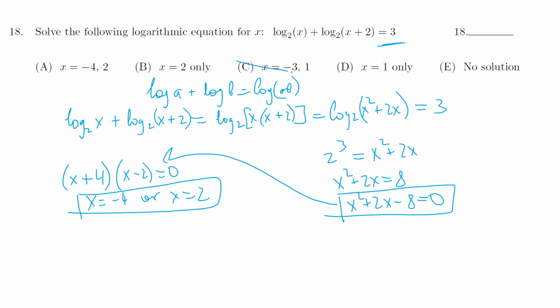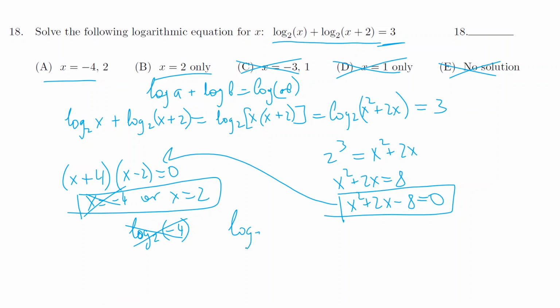Now, c is out, d is out, e is potentially out. So it's either a or b. Lots of you guys will just pick a, and that's not right. You have to plug in negative 4 and 2 back into the original function because stuff under the logarithm has to be strictly greater than 0. So if you plug in negative 4, you'll get log with the base of 2 of negative 4. And right here you can reject the negative 4. Now what about 2? Log with the base of 2 of 2 plus log with the base of 2 of 2 plus 2. So both of these guys are greater than 0, so therefore x equals 2 is the answer, so it's B.